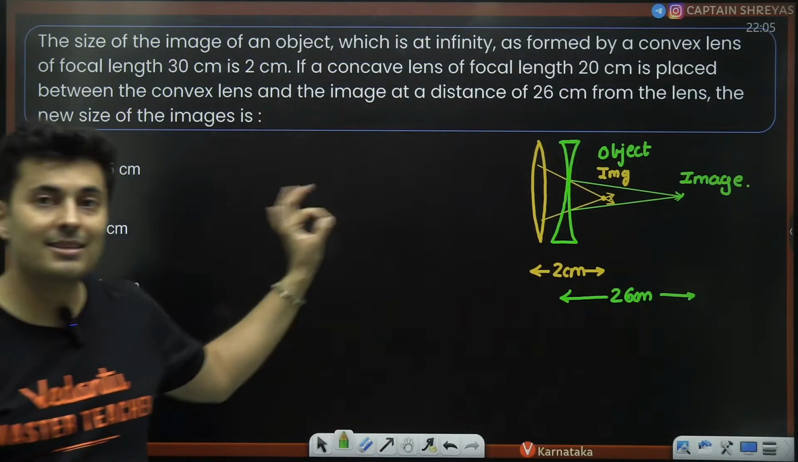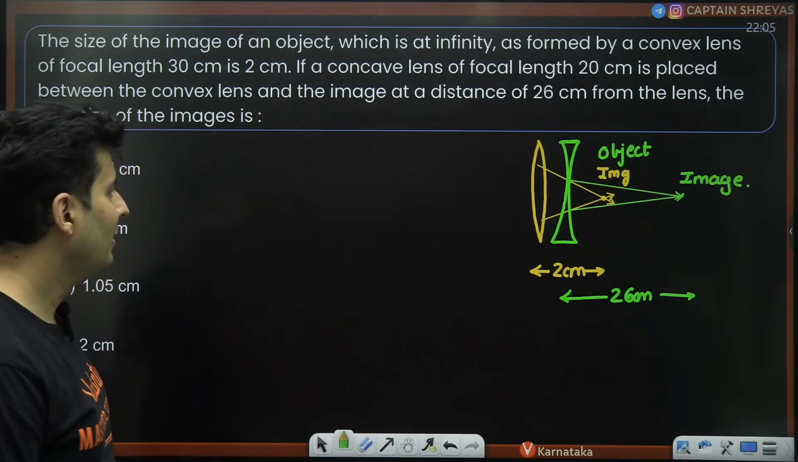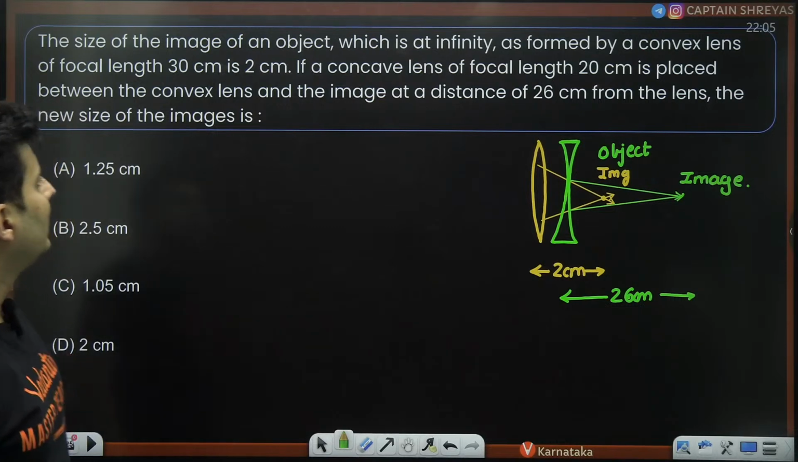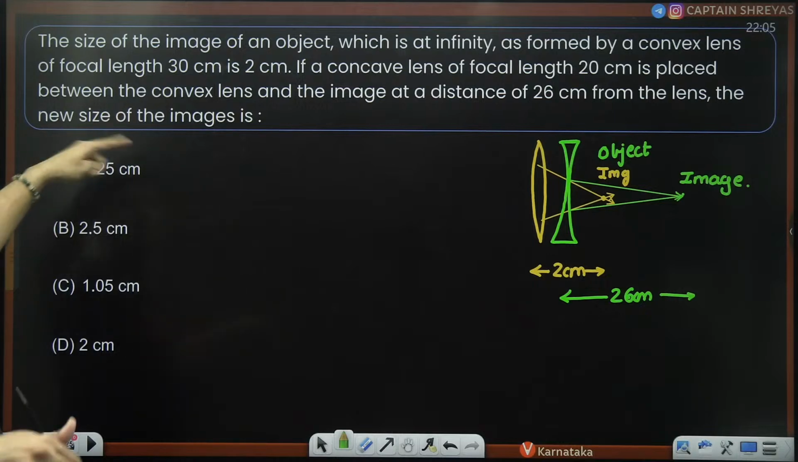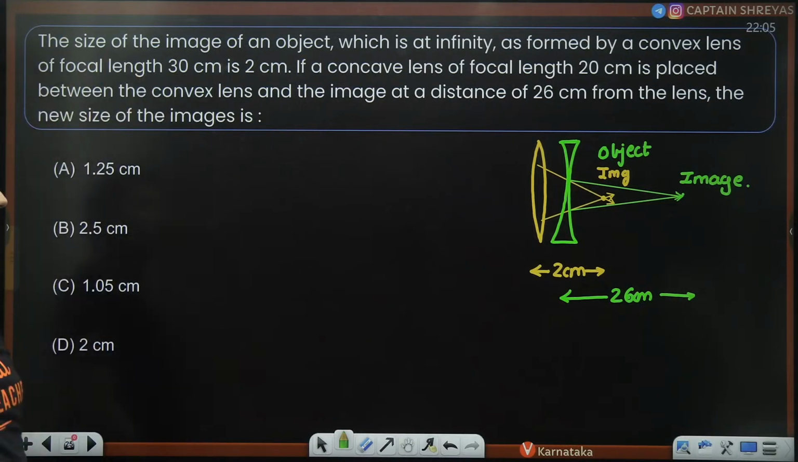Very, very interesting trick which is involved over here. Okay, now it is also mentioned that the new size of the image will be how much. Now where is the concave lens exactly placed, between the convex lens and the image? That has not been mentioned, so I'm a little bit doubtful over here if everything has been mentioned or not.